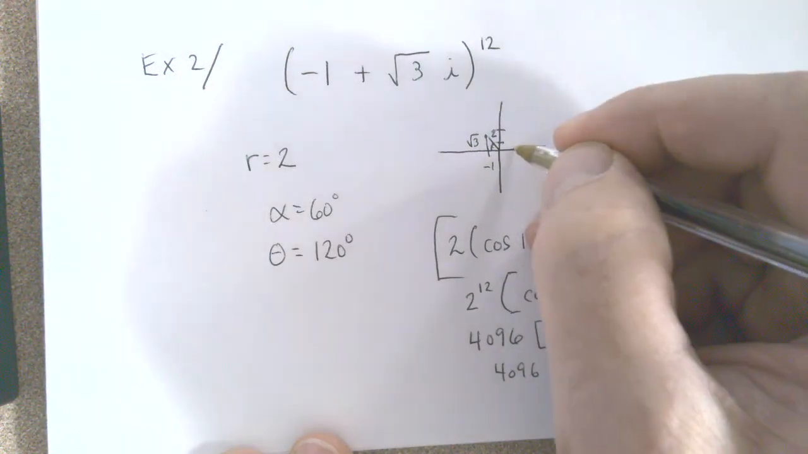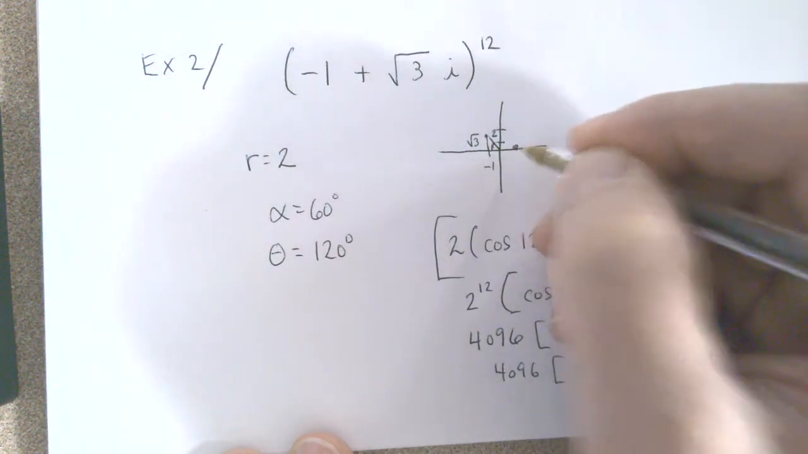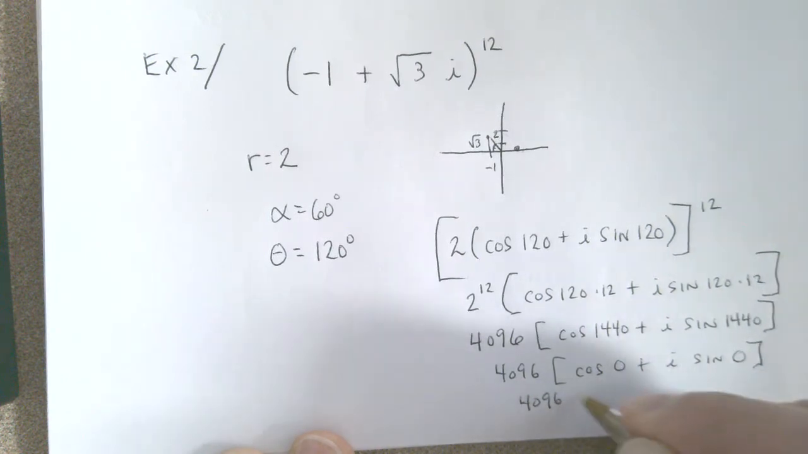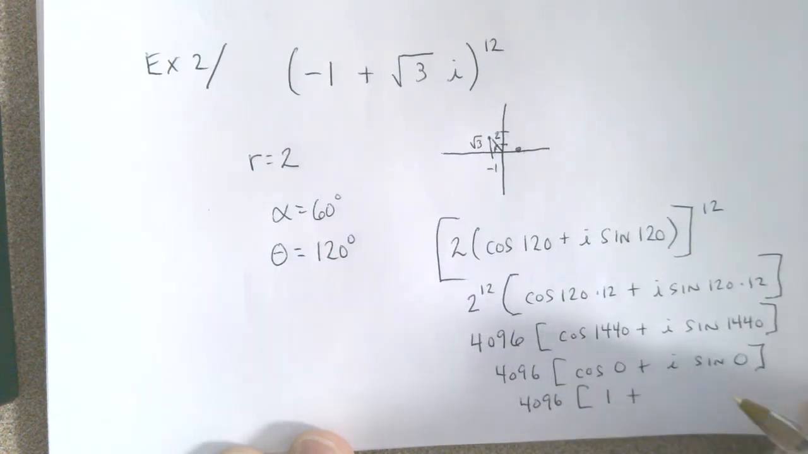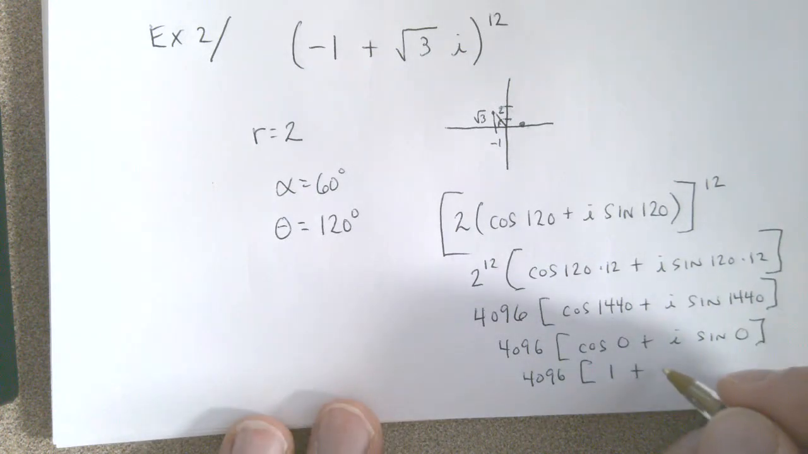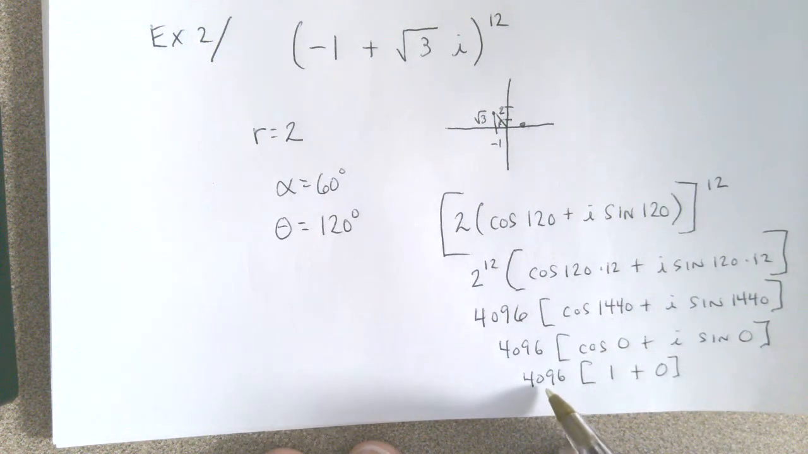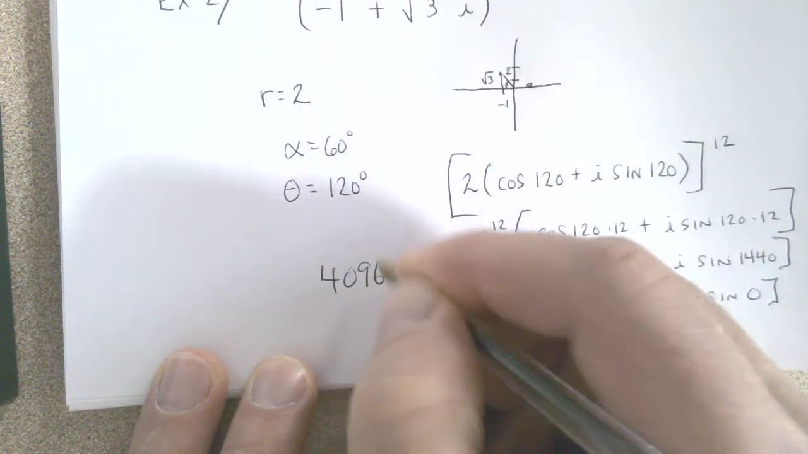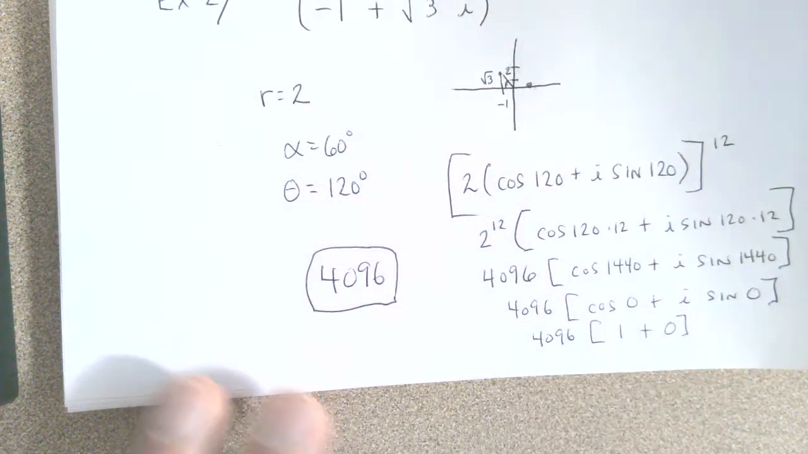Now we plot the point here at 0. The x value is going to be 1, right? So the cosine of 0 is 1. The sine of 0 is 0. So 0 times I, that's just 0. So 4,096 times 1 is 4,096. And that's our answer for that one.